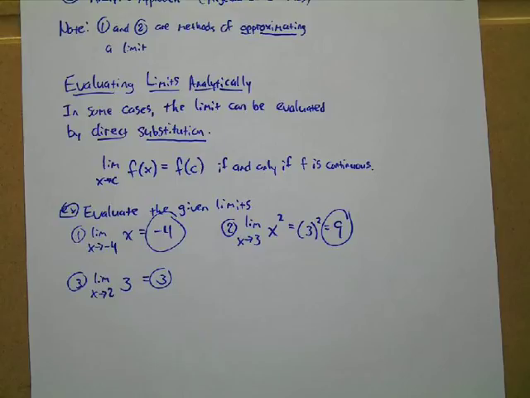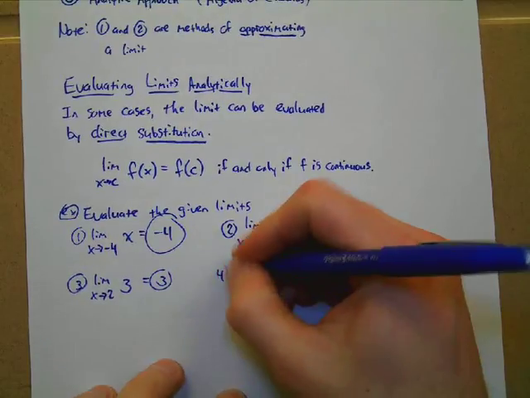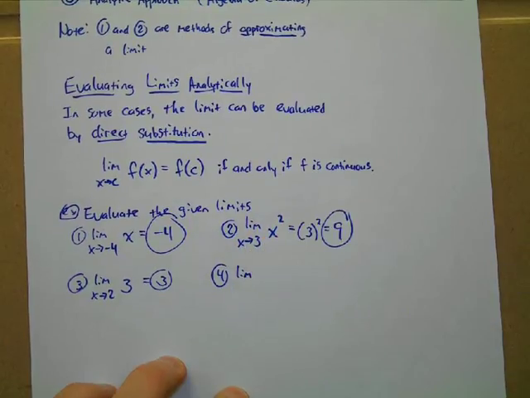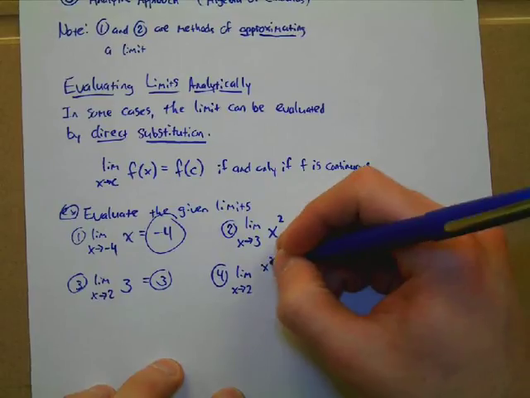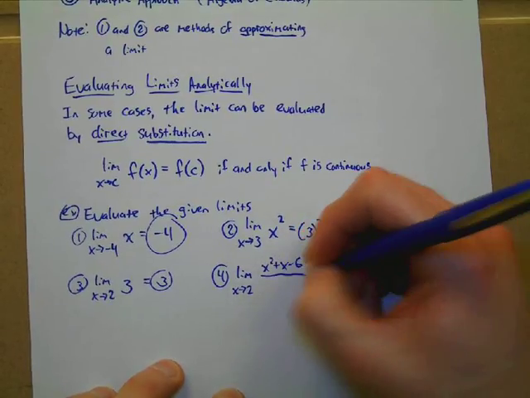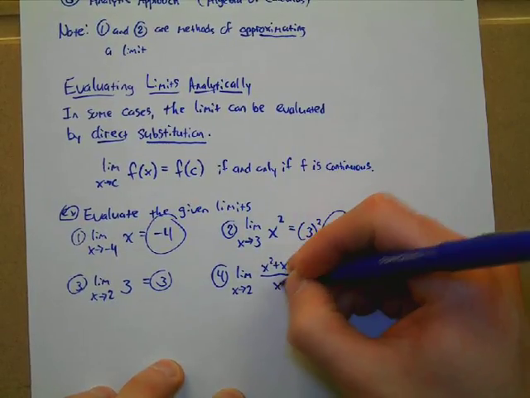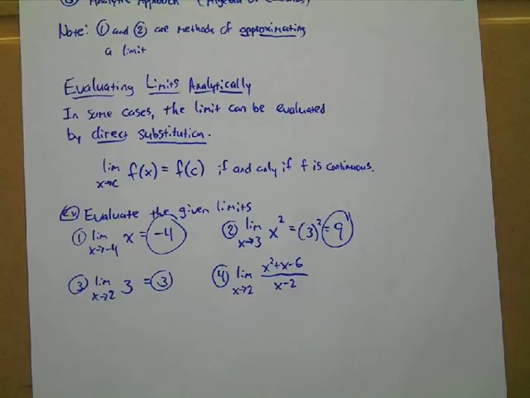the limit as x approaches 2 of x squared plus x minus 6 over x minus 2. Does direct substitution apply here? Is this function continuous? Where will it be discontinuous? At 2, because the value of 2 will make this function undefined. So then how do we evaluate this limit? We can't use direct substitution.